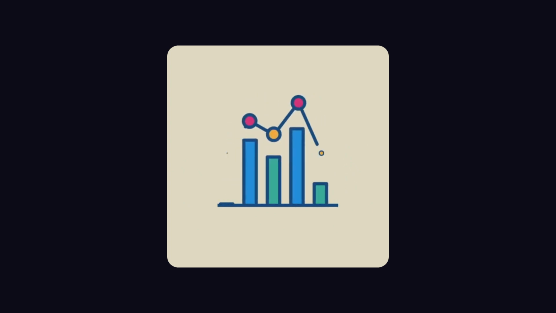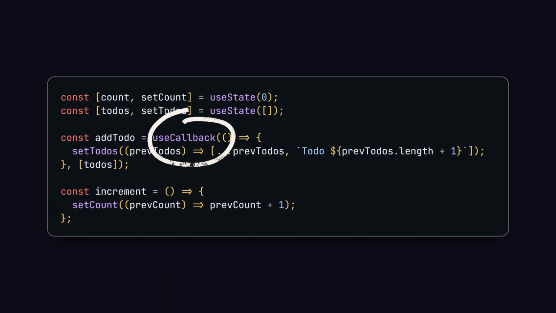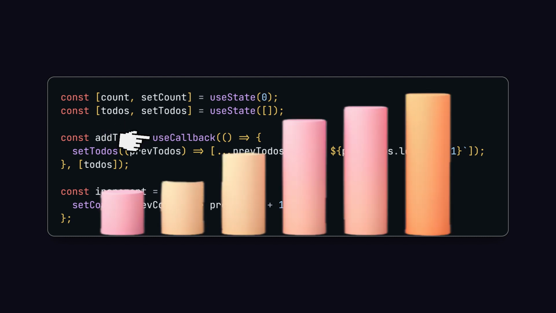To improve the app's performance, we can use the useCallback hook. It ensures that the function is recreated only when its dependencies change. In our case, the dependency is todo. This simple implementation can significantly improve performance in larger projects.